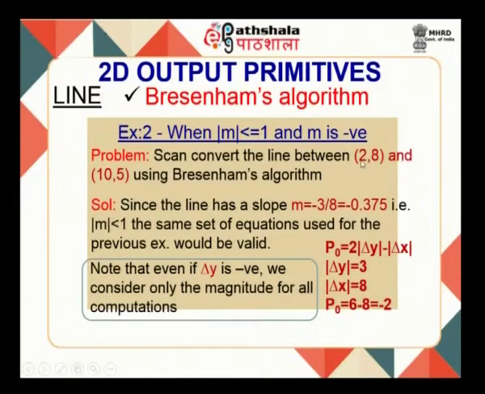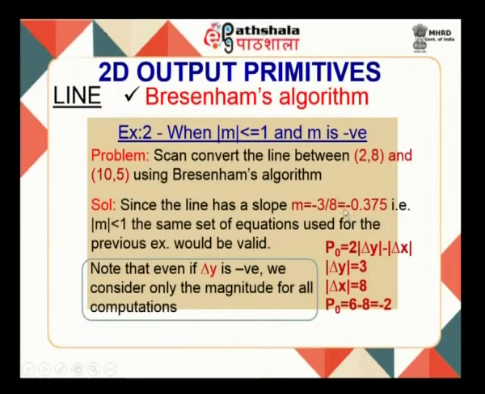Similarly for m less than 1 but m negative, that is mod m less than 1, m negative. As I said, for negative slopes, one of the coordinates is increasing while the other will be decreasing. In this case, given 2 comma 8 as the first point, and 10 comma 5 as the end point of the line, if you take del y by del x, this is negative, m is equal to minus 3 by 8. So, x is increasing from 2 to 10 while y is decreasing from 8 to 5, so the delta y becomes negative.